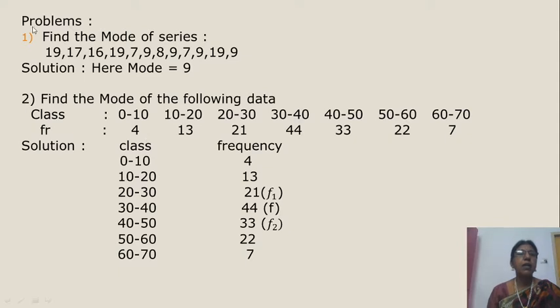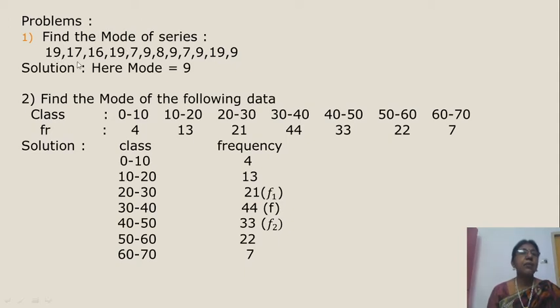Here see the problems. The first one is ungrouped data; we have just been given observations, xi values only. Find the mode of this series: 19, 17, 16, 19, 7, 9, 8, 9, 7, 9, 19, 9. You observe here, the number 9 occurs how many times? 1, 2, 3, 4. 4 times.